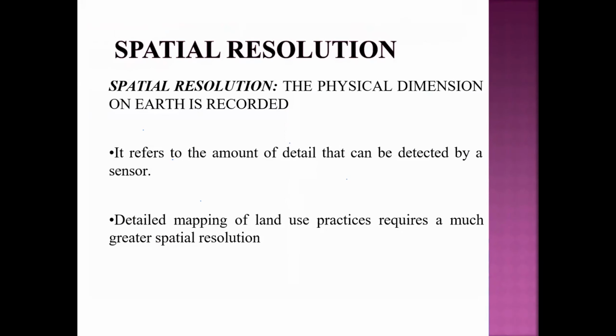Here another one is the spatial resolution. Spatial resolution is the physical dimension on the earth that is recorded. It means the distance on the basis of a scale, up to what distance it can differentiate between objects. That is the spatial resolution. Here Landsat 3 was 23.5 meter, and in Landsat 4 it was 5.3 meter. So that is the spatial resolution. It refers to the amount of detail that can be detected by a sensor.